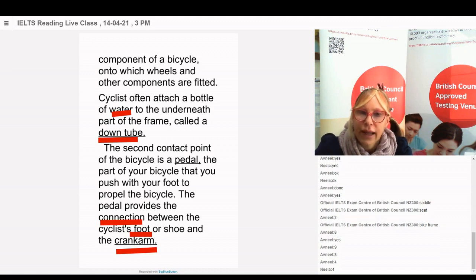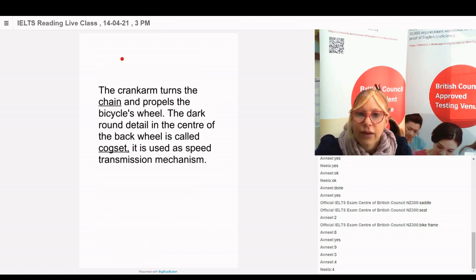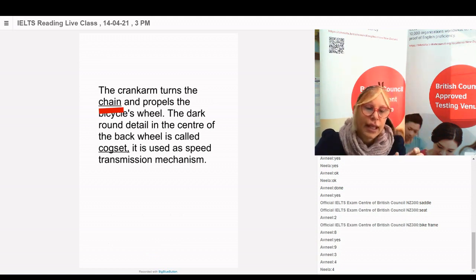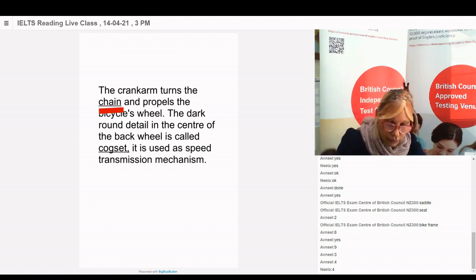Keep reading. The crank arm turns the chain and propels the bicycle's wheel. So looking again at number 4, you can see that there's a piece of metal coming down, and what that does is it propels the chain, which means it makes the chain go round. Can you see the chain there? What number?